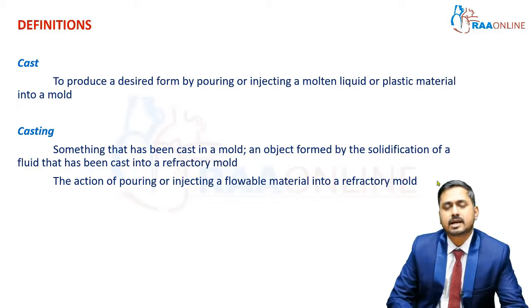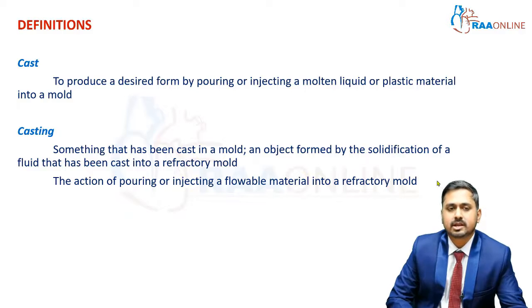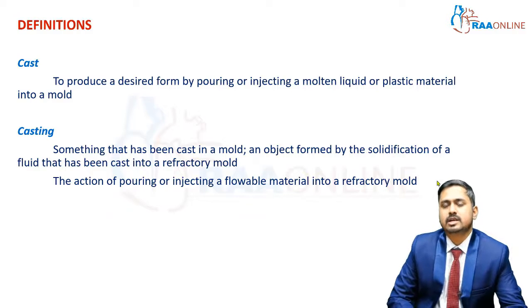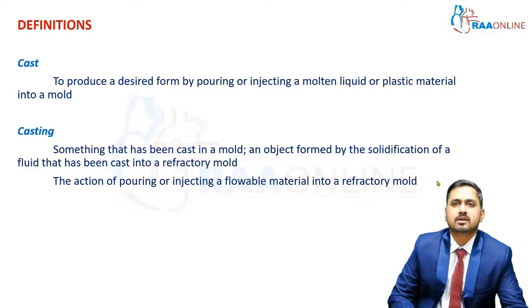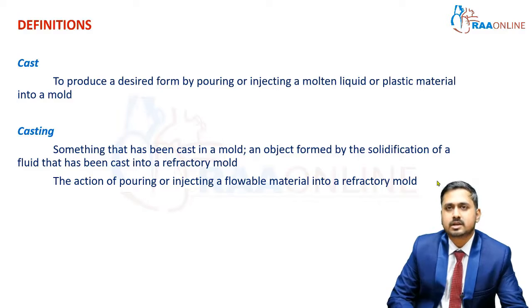Since we all know, the dental casting procedure is part of the dental materials subject which has been taught to you during your first and second year of dental graduation. By now, we expect you to understand a few of the basic definitions, but still we'll try to recollect them here. Starting off with what is a cast. Cast is a procedure to produce a desired form by pouring or injecting a molten liquid. It can be a metal alloy in a molten state or a plastic material in a flowable state into a mold, allowing it to set and create a restoration, as in the case of dental casting restorations. Next is casting as such.